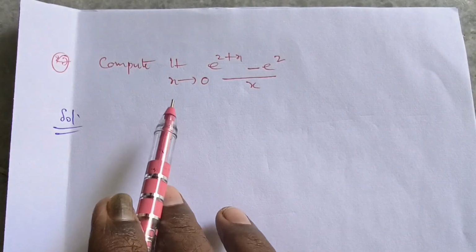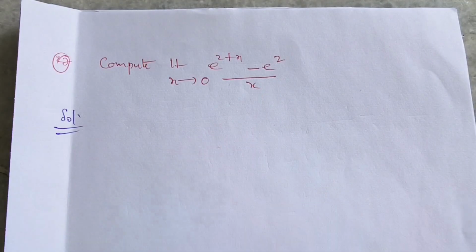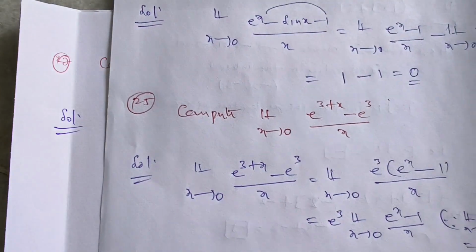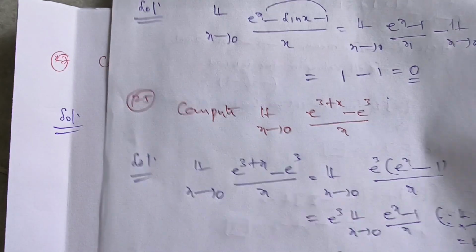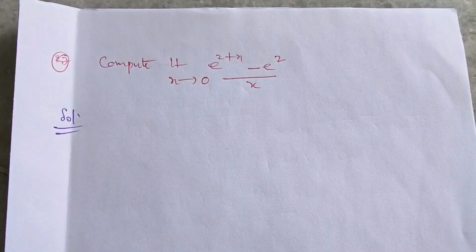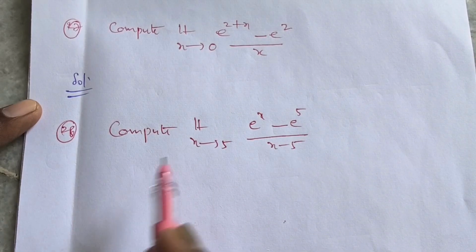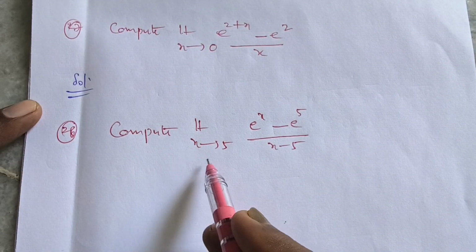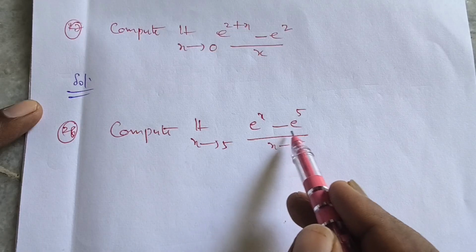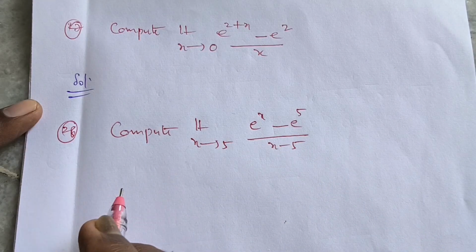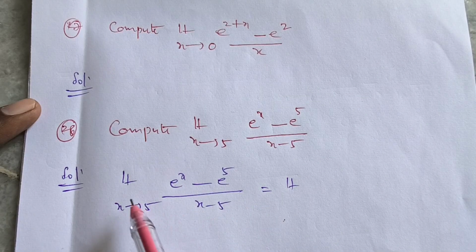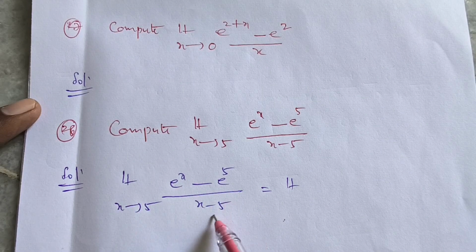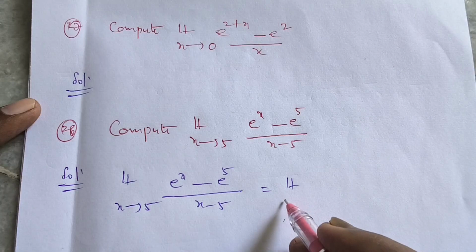So now compute limit x tends to 0, e power 2 plus x. Like this problem, we can solve it easily. Now compute limit x tends to 5, e power x minus e power 5 by x minus 5. Solution: the given problem is limit x tends to 5, e power x minus e power 5 by x minus 5.